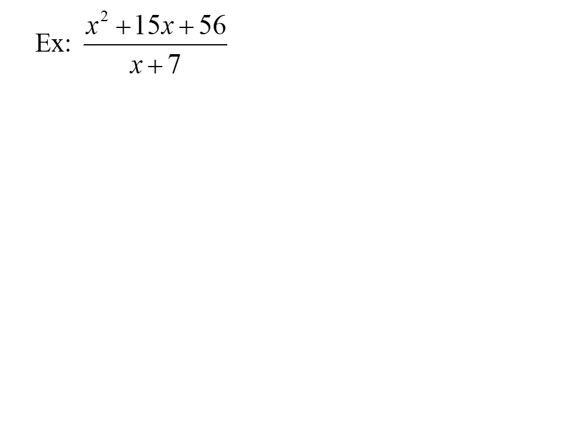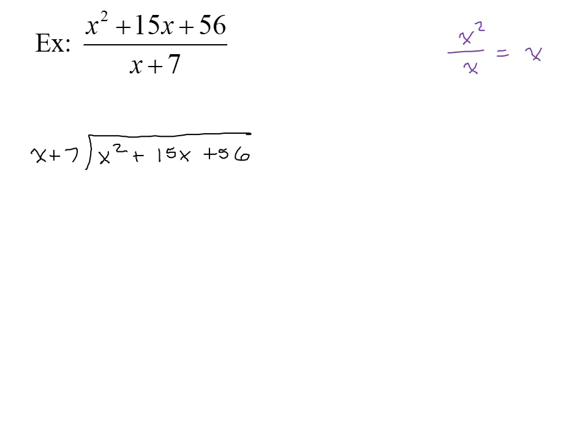X plus 7 gets divided into x squared plus 15x plus 56. So if I take the x plus 7, and I'm going to divide it into the x squared plus 15x plus 56. Again, same process. I start the first one underneath, divided by the first one out front. In this case, no numbers, they're just x's. So when you subtract those powers, you just end up with an x left over.